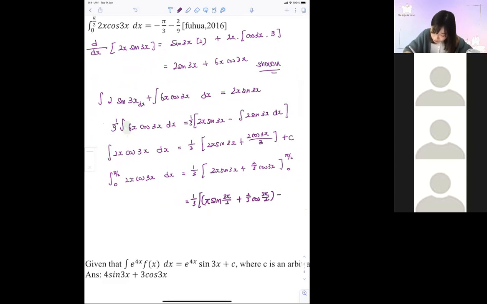minus 0 plus 2 over 3 cosine 0. Now the key here is you only put this in the calculator. Don't put the pi in, okay? If not, you can never guess what the number is. Only put the 3 go in the calculator, this and this, especially when you want to leave it in exact form. So sine 3 pi over 2 is minus 1.